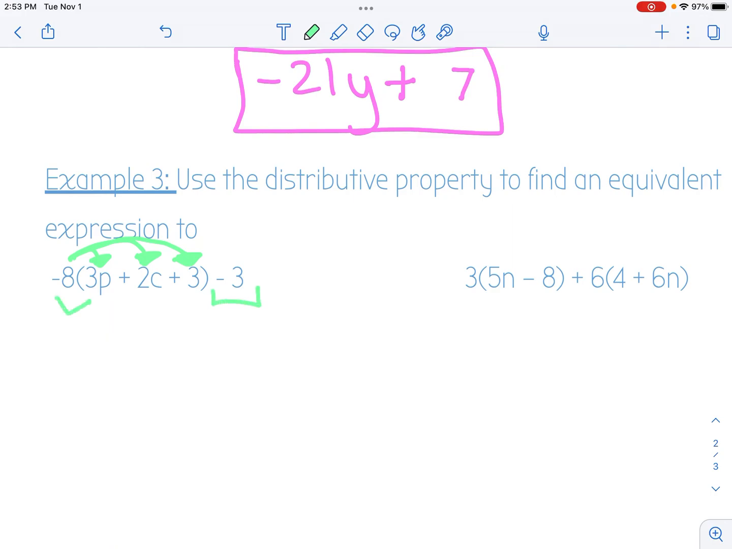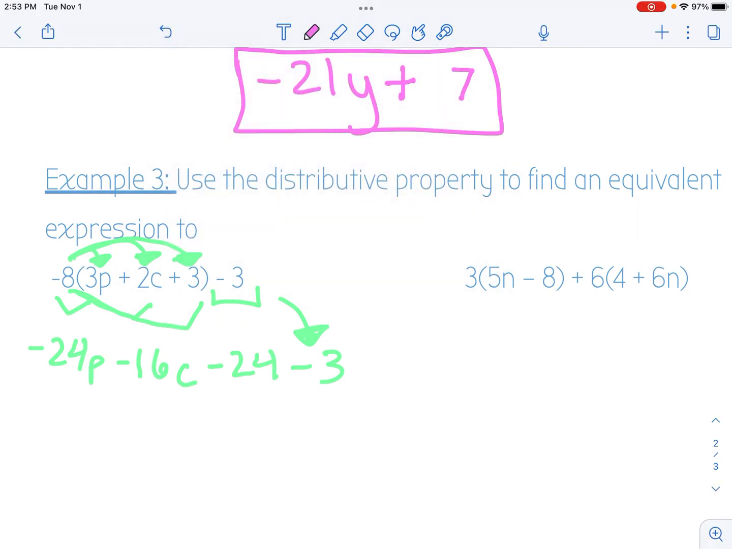So first I have negative 8 times 3 would be negative 24p. Then you have negative 8 times positive 2. That's going to be negative 16c. And then you have negative 8 times positive 3, so negative 24. And I'm going to go ahead and tack on that negative 3 at the very end.